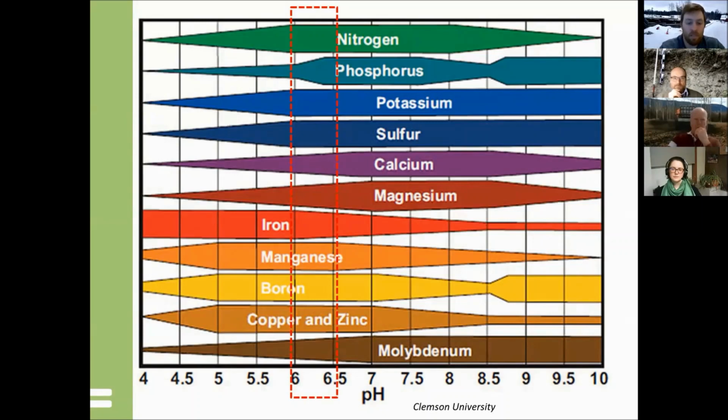If you notice, I've drawn a line around 6 to 6.5. That is the area where nutrients are most available for your crop. So normally, when we talk about soil pH and what our preferences are, if we keep in that range, most crops do well, and the nutrients are the most available.